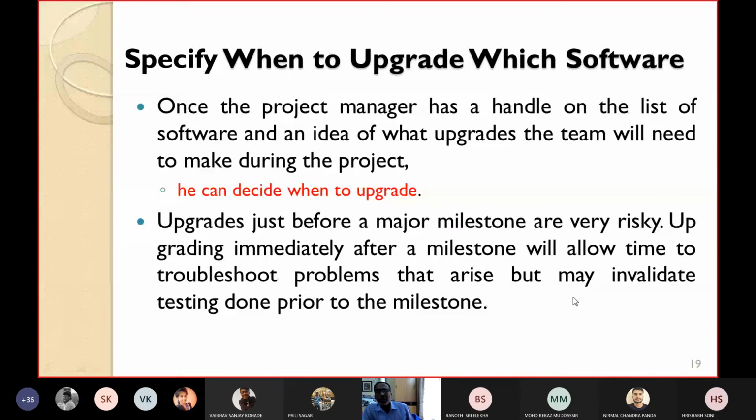So otherwise, normally we should upgrade immediately after a milestone. The only problem is that it may invalidate the testing that you have carried out prior to the milestone.